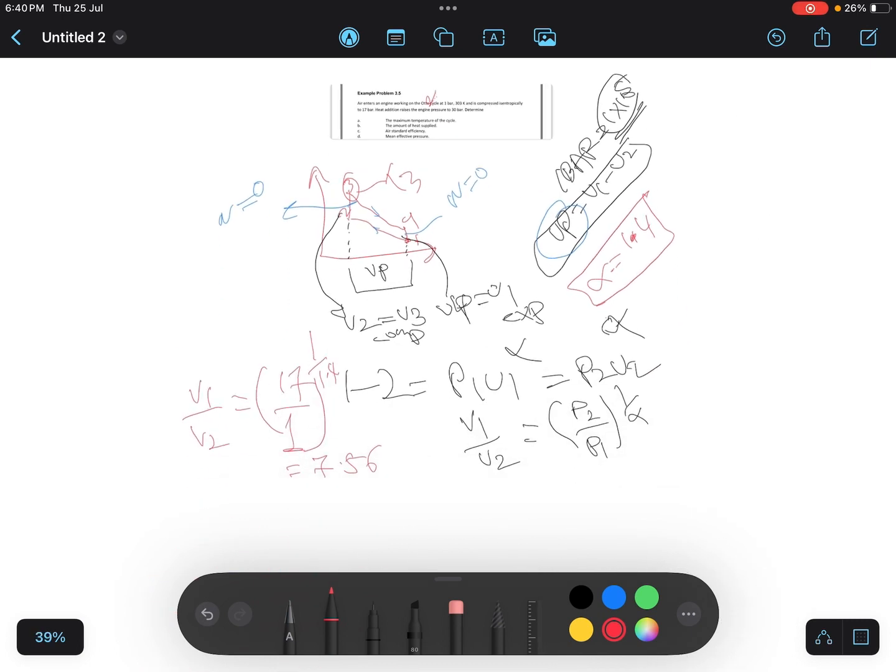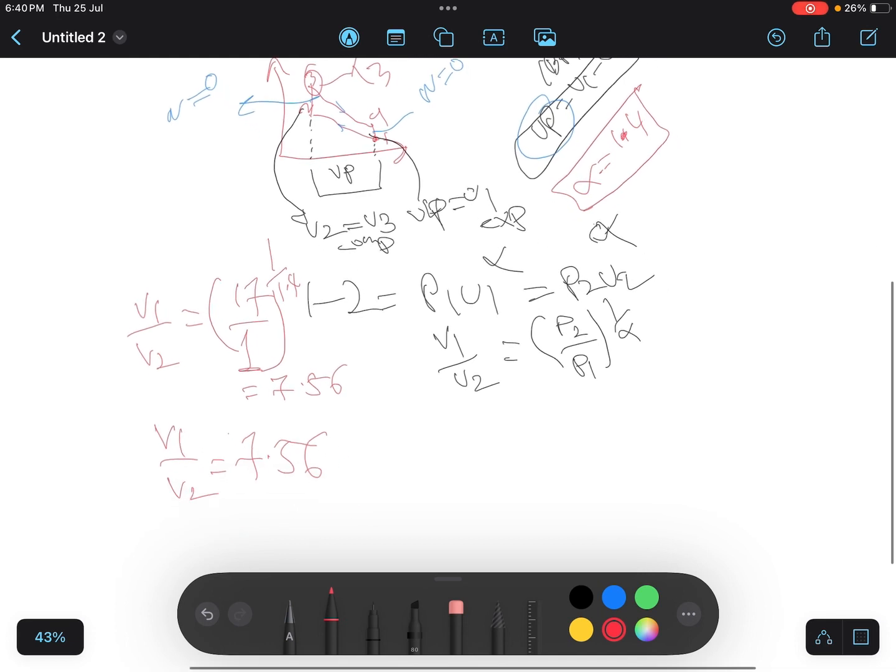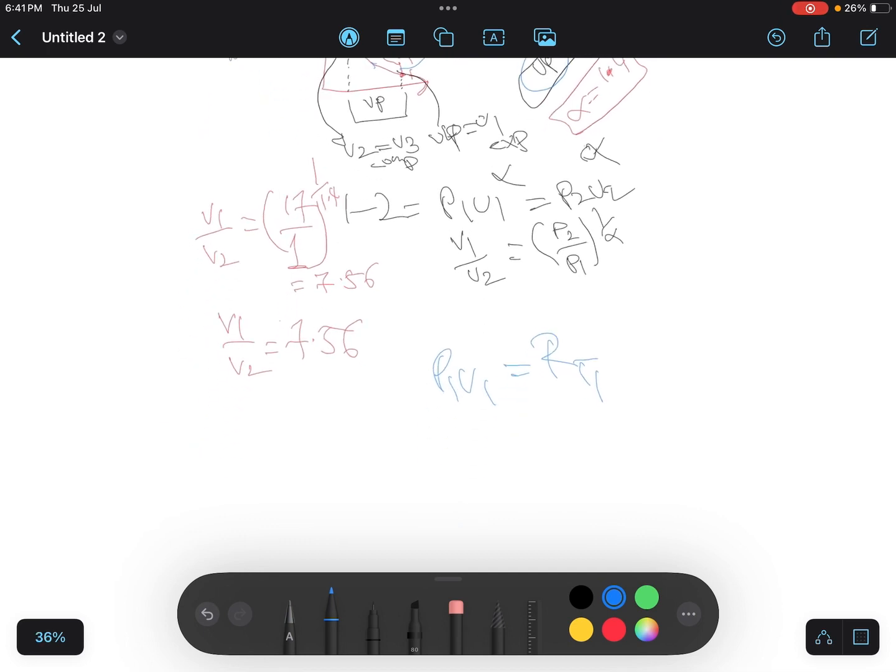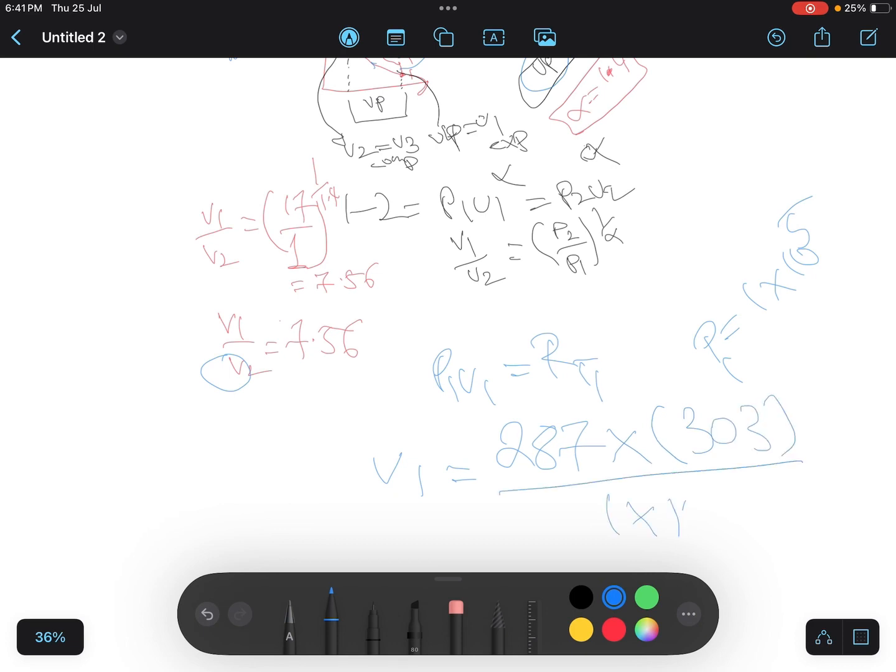So the next step I'm going to do is write the equation. P1 V1 equals R T1. So we need to find V1 so we can find V2. We already have the pressure. P1 is 1 bar, but it equals 1 times 10^5. We already had this equation, and that's the math already. So V1 equals R T1 over P1, which is 287 multiplied by 303 Kelvin divided by 1 times 10^5.